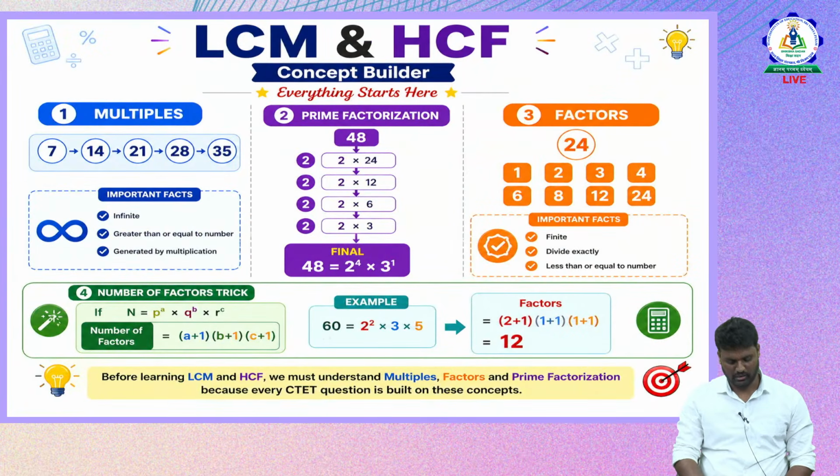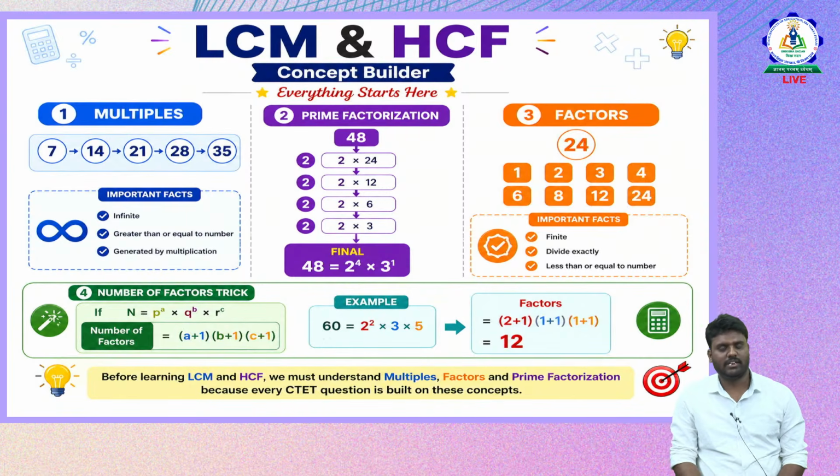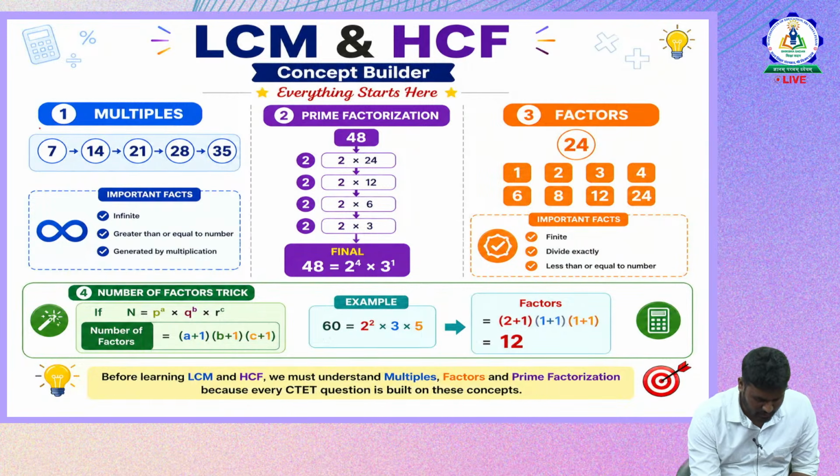Coming to the next slide, let us see the concept of multiples. A multiple is a number which is multiplied by any natural number. For example, if you look at 7, 14, 21, 28, 35, what pattern can we observe from these multiples? We can see that these numbers are multiples of one number. What is that number? That's 7.